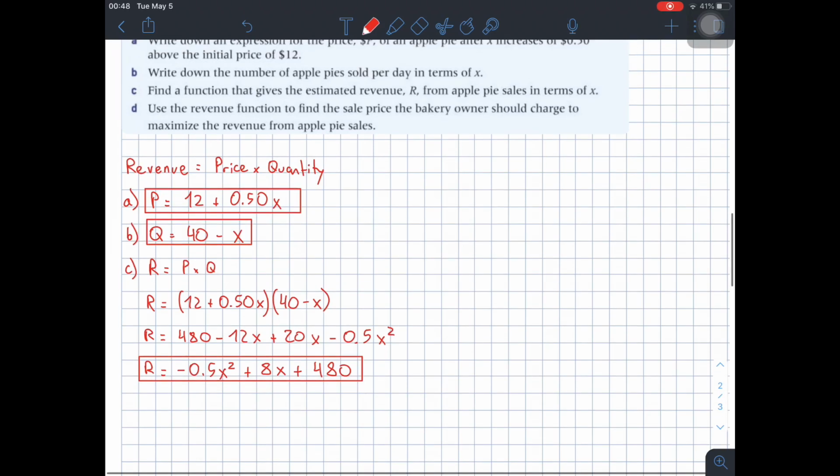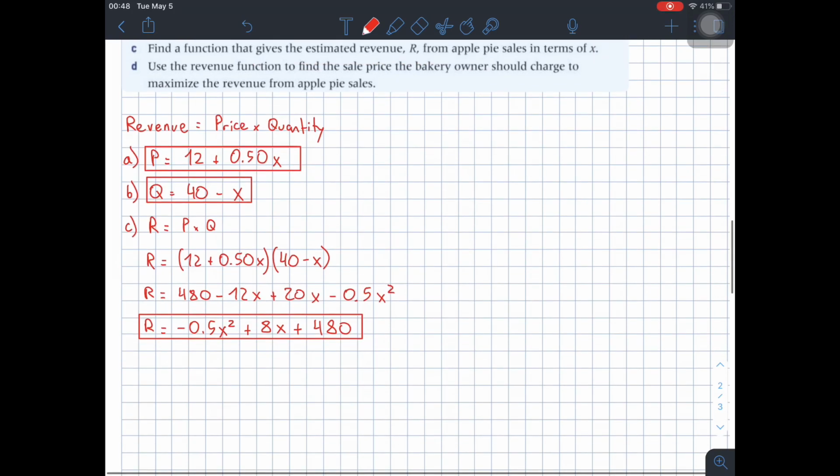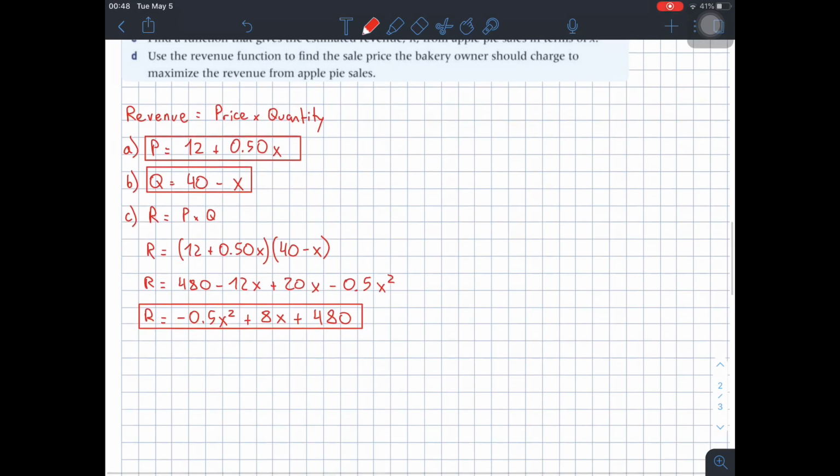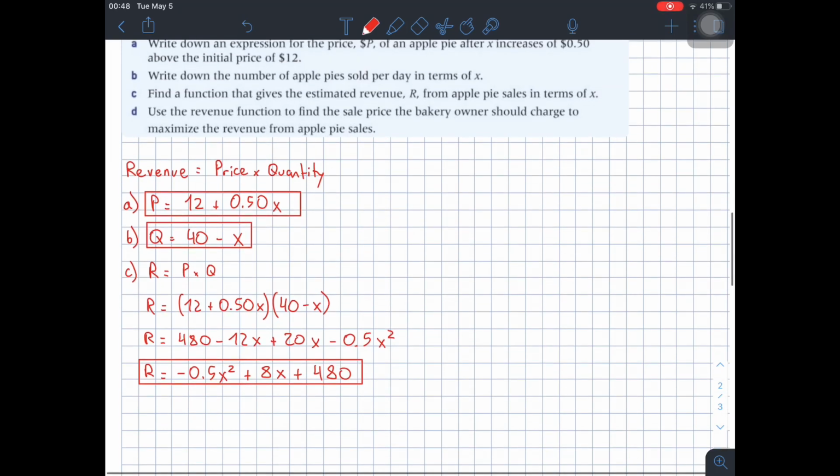So this would be the function that gives the estimated revenue from apple pie sales in terms of x. Once again, you see that this quadratic equation has a negative coefficient in front of the x squared. That means that the parabola would open downwards. That means that I could find a maximum value for the revenue, right?